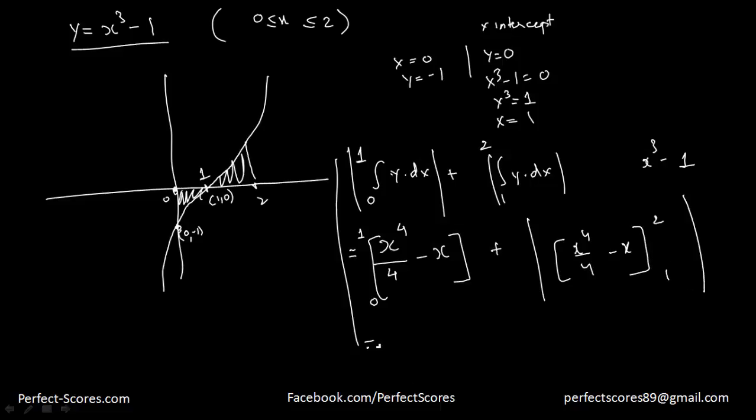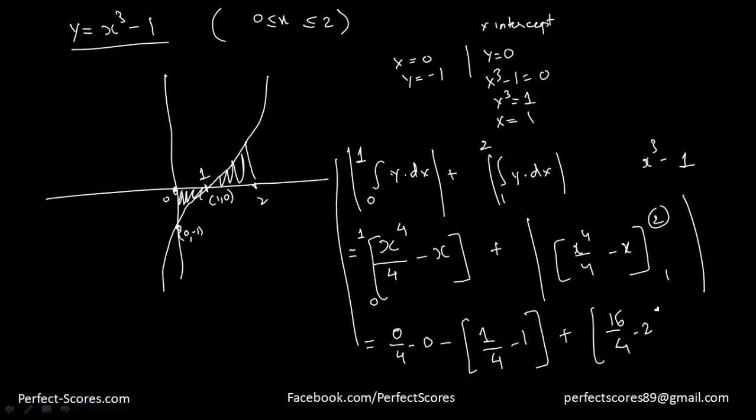So if I calculate this, the 0 part is just going to give me 0, because if I substitute 0 here, it's going to be 0 by 4 minus 0, minus of, this is going to be 1 over 4 minus 1. Fine. So that is what it's going to be. And this one over here, first of all, I'm going to be putting 2. So 2 to the power 4 is 16 over 4 minus 2, minus 1 over 4 minus 1.